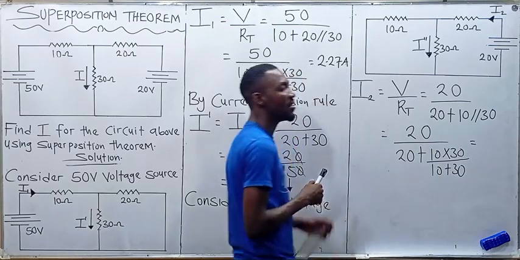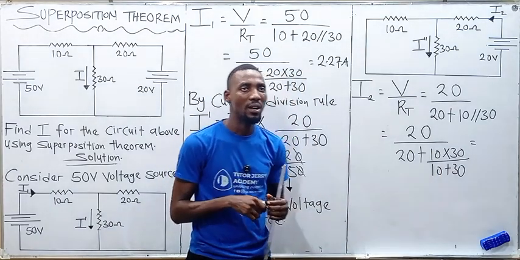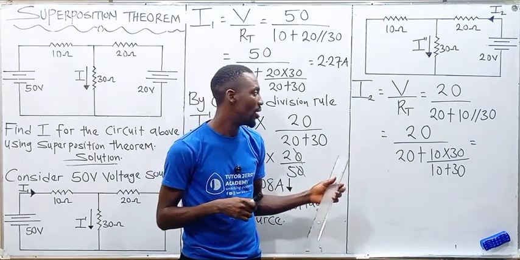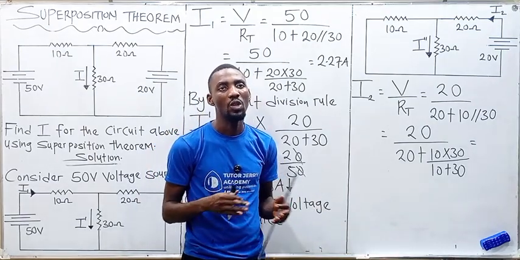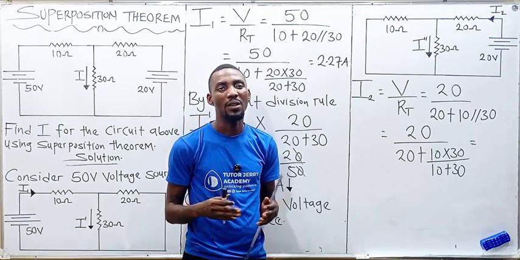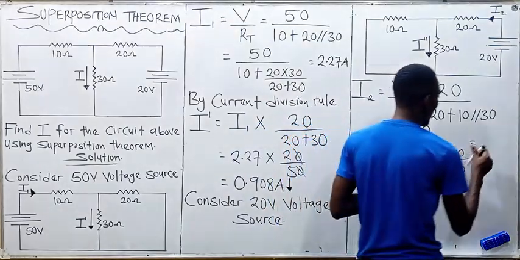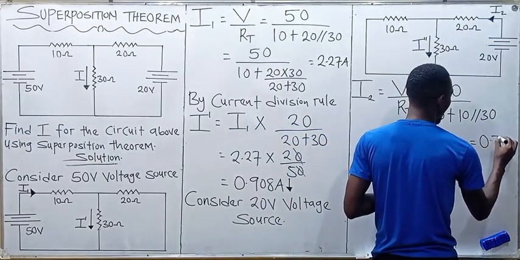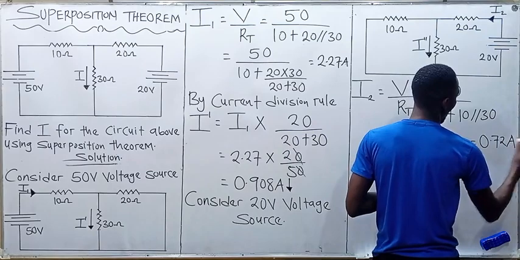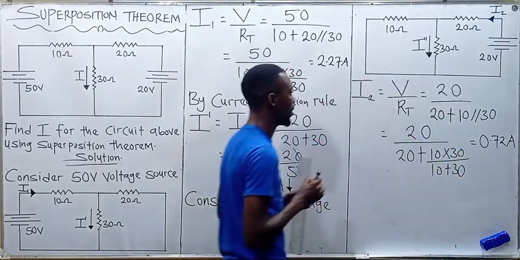So if you press this clearly in your calculator, you are going to have your I2 to be equals to what? 0.72 ampere. All right, so this is going to be 0.72 ampere. All right, so that's what we are going to have.